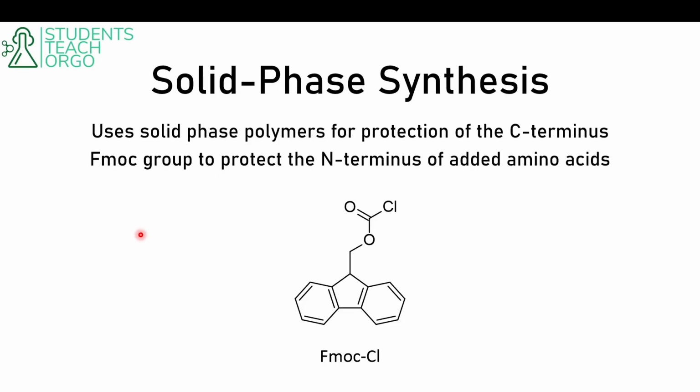But for the solid phase synthesis, we're going in reverse, where we're protecting the C terminus with some sort of solid phase. Usually it's some kind of polymer that's insoluble in solution. And from that C terminus, we're growing the amino acid to the left, out towards the N terminus. In order to protect the N terminus of groups that we're adding to what we first have, we use this other protecting group, FMOC. This is what the FMOC looks like. If you take away the chlorine, this is where the bond to the amine nitrogen would be.